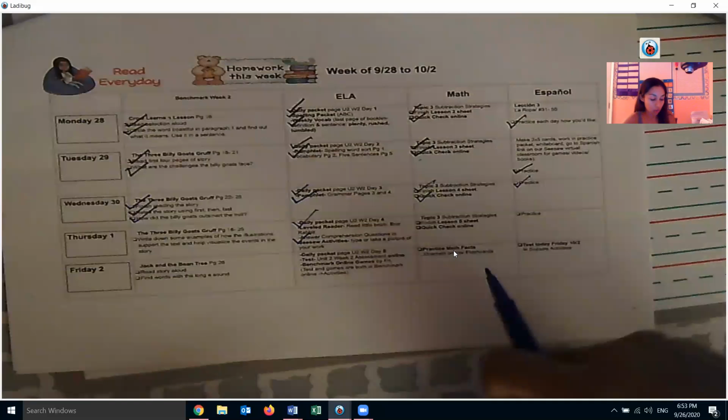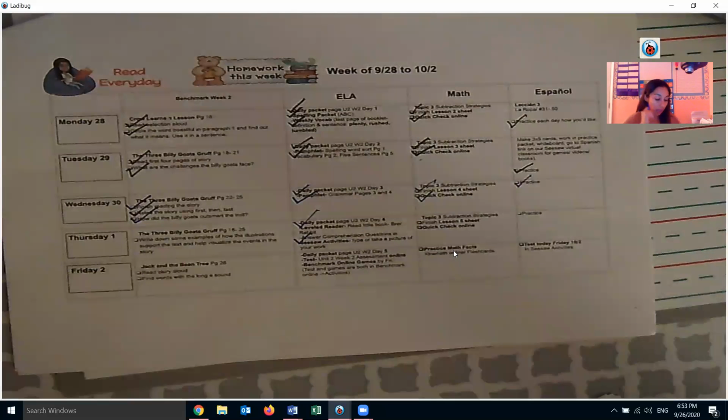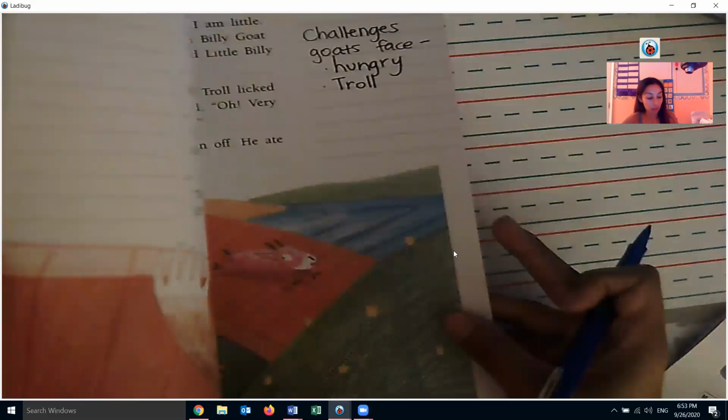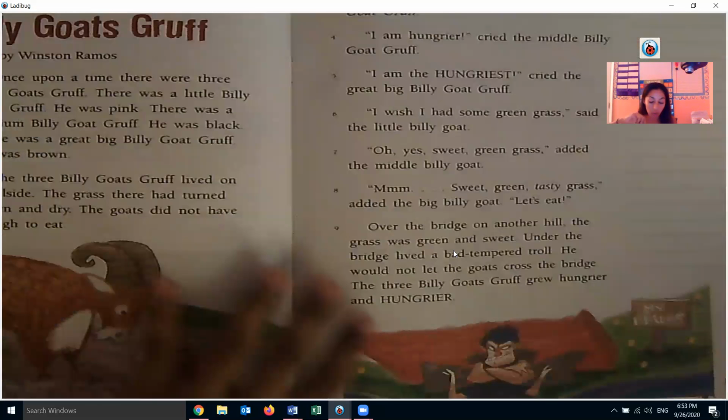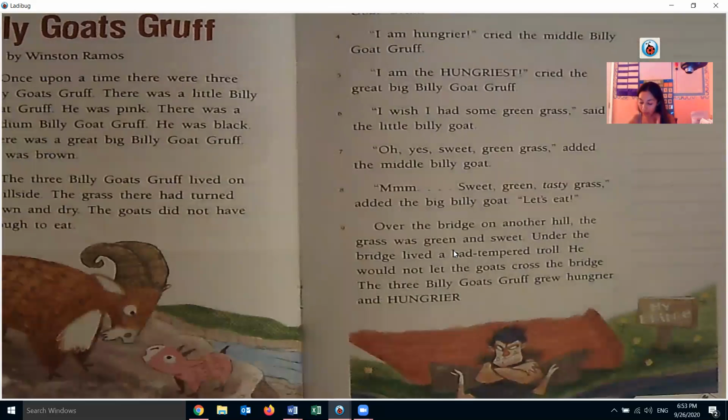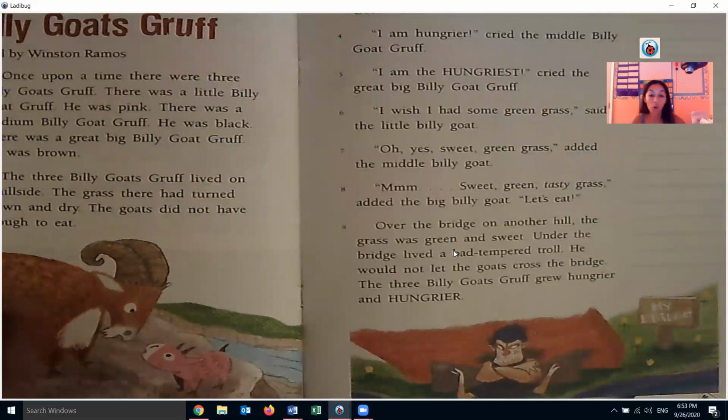Okay, that takes us to our story, The Three Billy Goats Gruff. So we're going to reread the story. And today's activity is looking at the pictures as we're reading and writing down a few examples of how the illustrations or the pictures support the text.